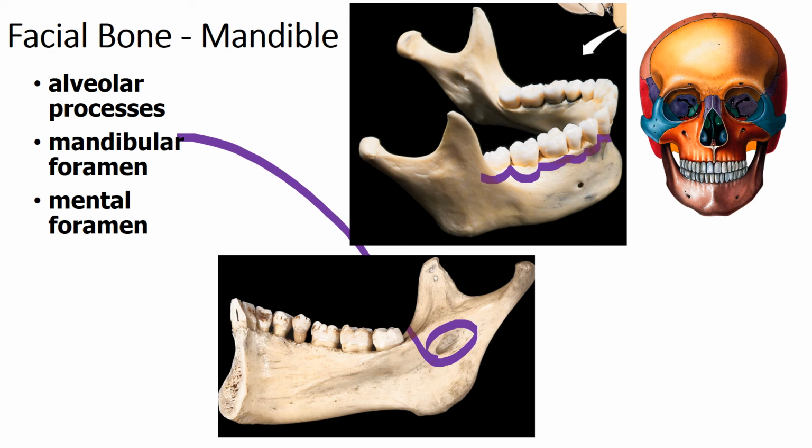And this is for nerves and blood vessels for our lower teeth. Our mental foramen now is going to be on the outside portion of our mandible and has to do with our chin, mental for the chin region. Thus, we'll have nerves and blood vessels going towards our chin.